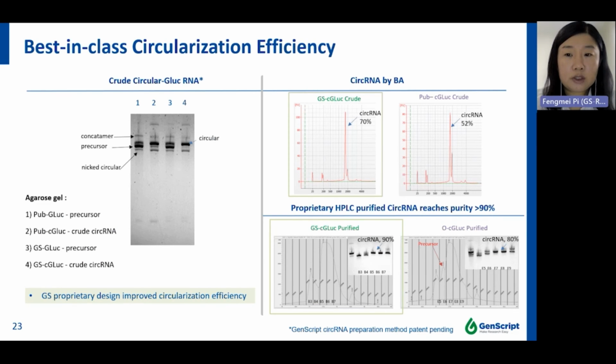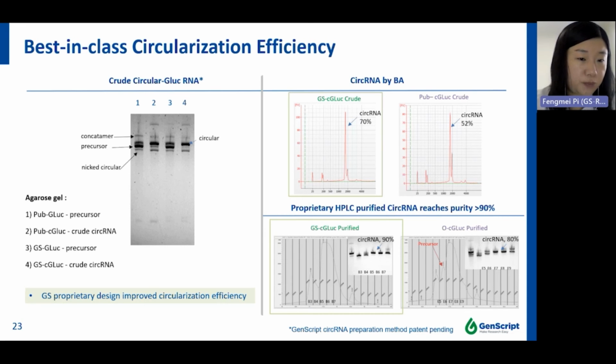We'd like to introduce a little bit about our features of the circRNA that we've done here. So to move circRNA technology to industry, the first challenge we need to solve is improving the purity. That's very important for making the drug. We have invented a new method of making circRNA with a higher circularization efficiency, and we have filed a patent for that.